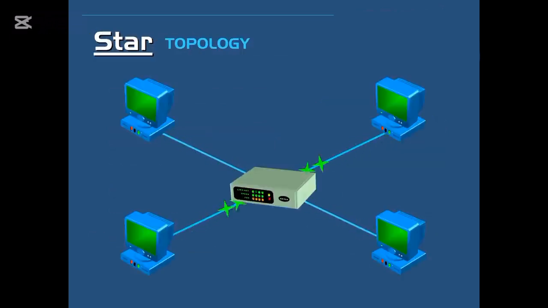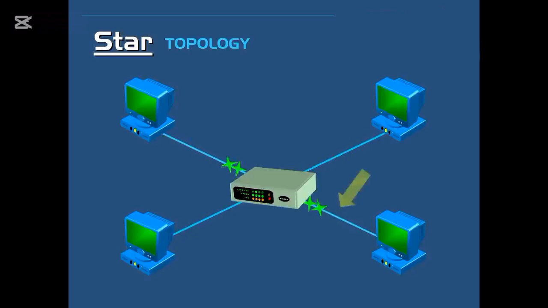The most common topology is star topology, where each and every device is connected to a central device, mostly a hub or a switch. The data is transferred to each and every node in the network through this device.